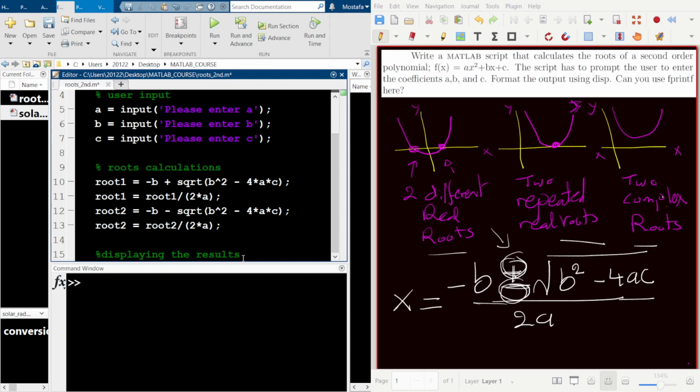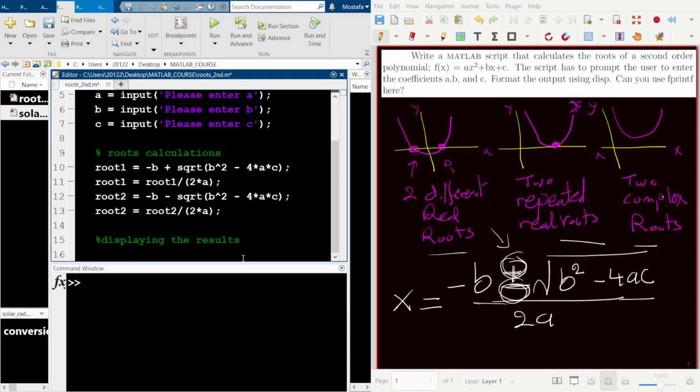I will be using the disp command as recommended in the question. So let's do disp. In the disp, as we learned, we have an array of strings, especially if we are trying to display a message. So for example, I can say first root is, and then maybe I should leave a space here. And then the first root is root 1.